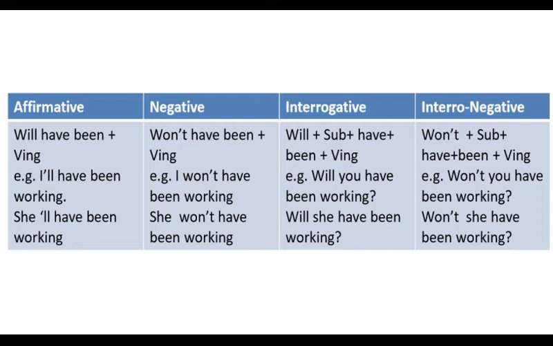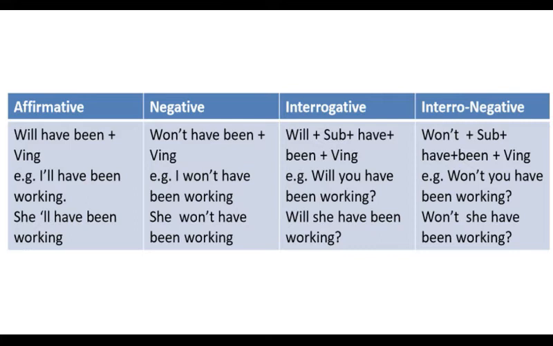For questions, will plus subject plus have plus been plus verb ing. For example, will you have been working? Will she have been working? The last form is the interrogative negative form. Won't plus subject plus have plus been plus verb ing. I know it's a little bit too long, but let's just apply the rule. So here's the sentence. Won't you have been working? Won't she have been working?